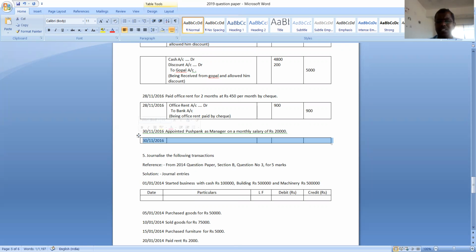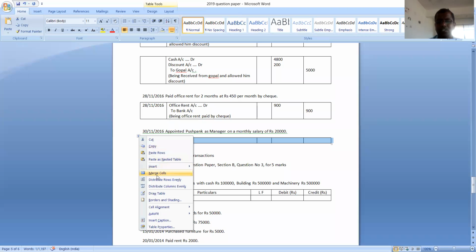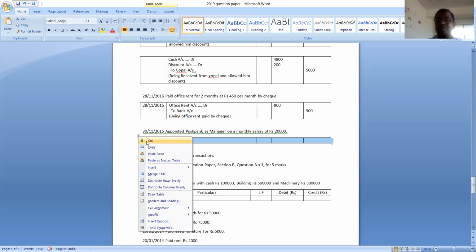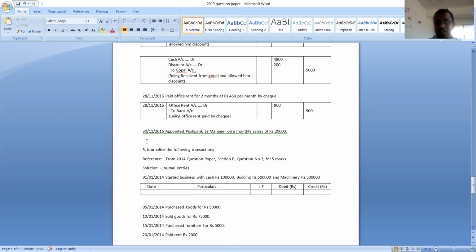Do you consider it as a transaction? No, it cannot be considered as a transaction. Why? Here, they just appointed Pushpank as a manager on a monthly salary of rupees 20,000. They have not paid him that salary yet. Are you getting my point? It becomes a transaction only when the exchange activities take place. Here no exchange activities have taken place, he is just appointed.